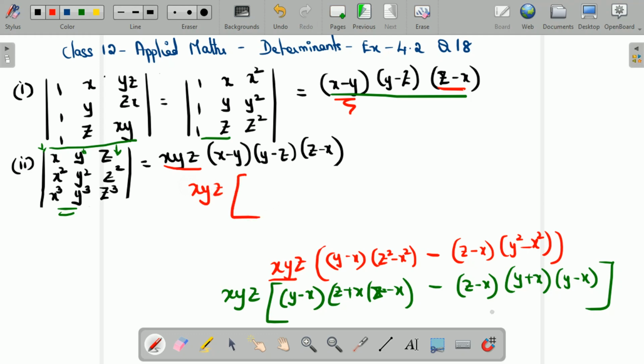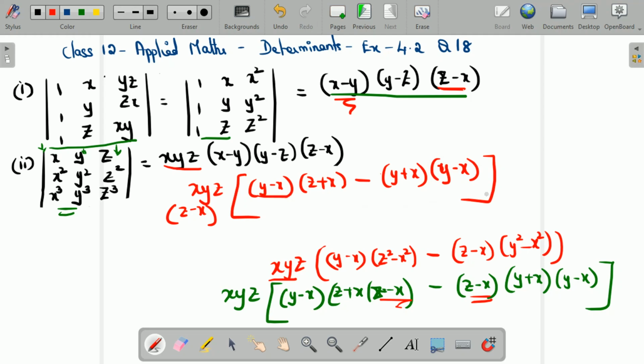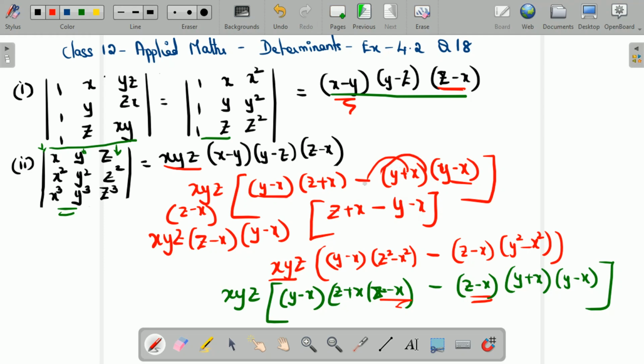xyz, now I'm able to take, see there is a z minus x outside I can take. So z minus x is done. So this is (y minus x) into (z plus x) minus (y plus x) into (y minus x). So in the next term, I'm going to take this y minus x also outside. So this is xyz, (z minus x) into (y minus x). And now for this will become (z plus x) minus (y plus x), because the minus sign will be common for both the terms.